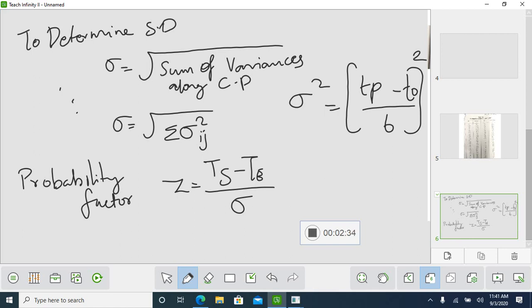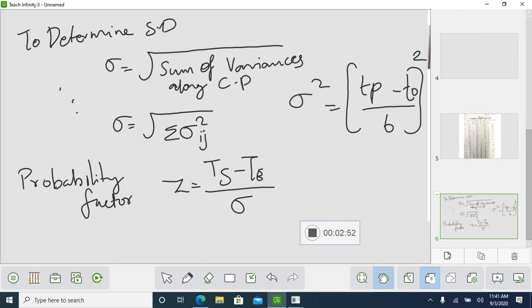Here Ts is the scheduled time, and Te is the expected time. In the last class we saw how to find the slack value. So this is your probability factor. Using these two formulas, we will be solving the following example sum.